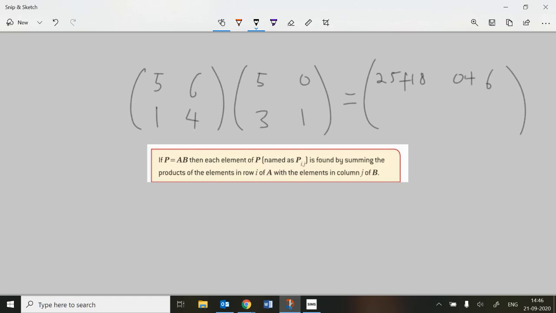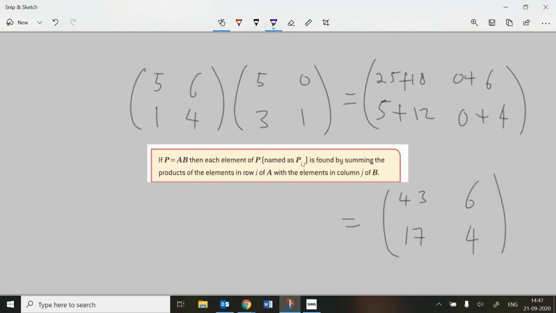And then the next two answers come from the second row times the first column, and then the second row times the second column. Okay, so 1 times by 5, and then 4 times by 3, so that gives us 12. And then we can do the same again with this times by this. So 1 times by 0, again is 0, and then 4 times by 1 is 4. Okay, and it's pretty straightforward then to put all of that together. So we've got 43 there, 17 there, and 6 there, 4 there.